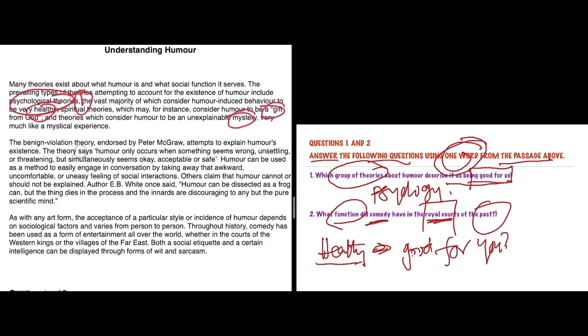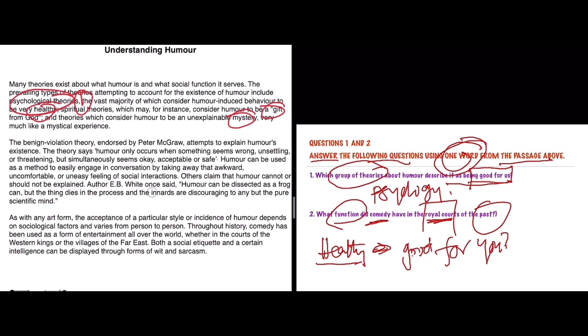The benign violation theory, endorsed by Peter McGraw, attempts to explain humor's existence. The theory was humor only occurs when something seems wrong, unsettling, or threatening, but simultaneously seems okay, acceptable, or safe. Humor can be used as a method to easily engage in conversation by taking away that awkward, uncomfortable, or uneasy feeling of social interactions. Others claim that humor cannot or should not be explained.